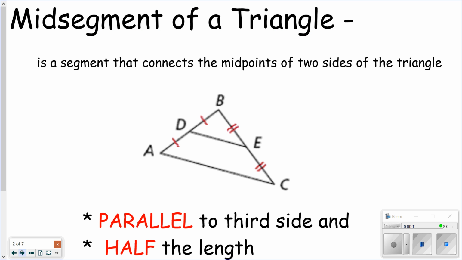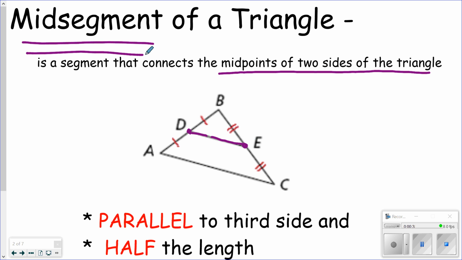A midsegment of a triangle is a segment that connects the midpoints of two sides of the triangle. So if we look at our example here, point D is the midpoint of AB, and point E is the midpoint of BC. Therefore, this segment DE is called the midsegment.